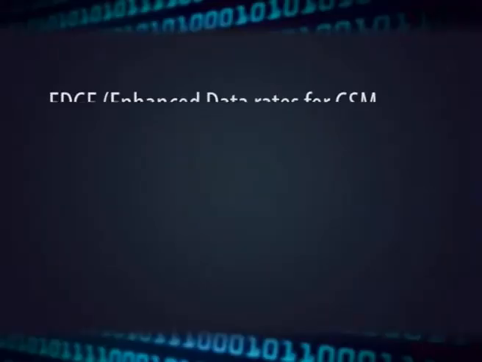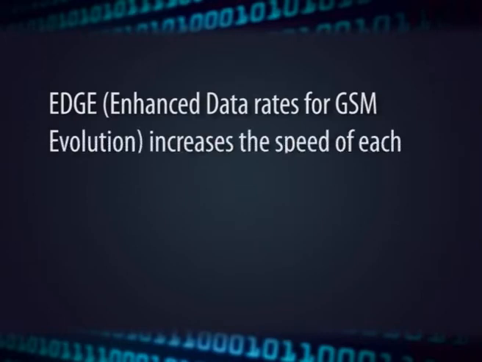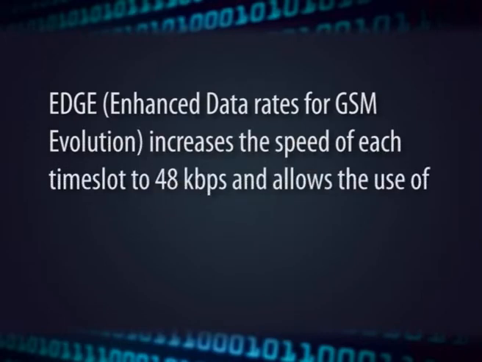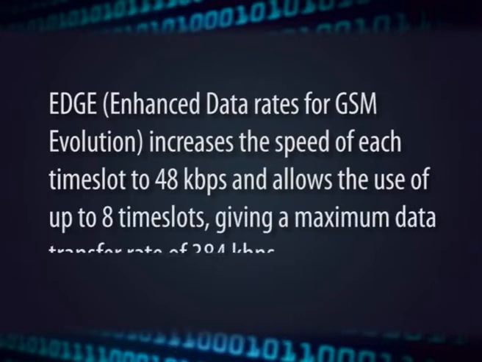2.75G is a term occasionally used to refer to EDGE data connectivity, implying that it is faster than GPRS but slower than typical 3G networks. EDGE, Enhanced Data rates for GSM Evolution, increases the speed of each time slot to 48 kbps and allows the use of up to 8 time slots, giving a maximum data transfer rate of 384 kbps. In places where an EDGE network is not available, GPRS will be used automatically. EDGE offers the best that can be achieved from a 2.5G network and will eventually be replaced by 3G.